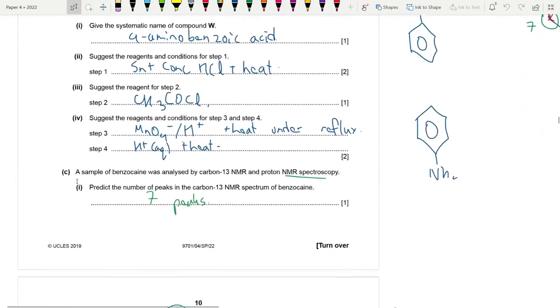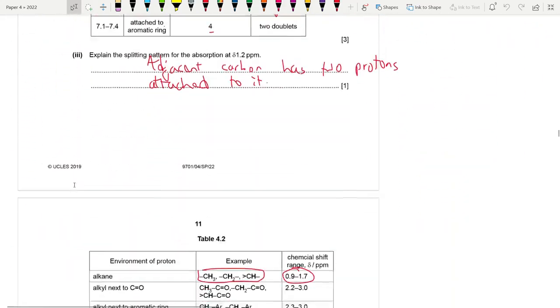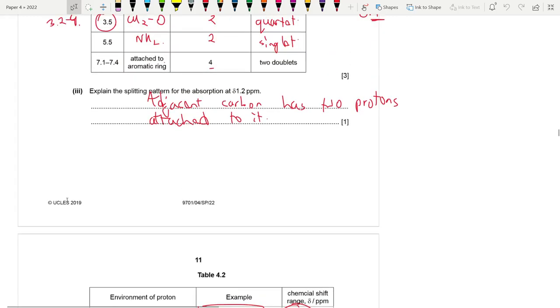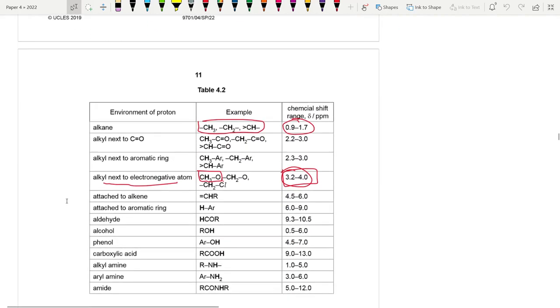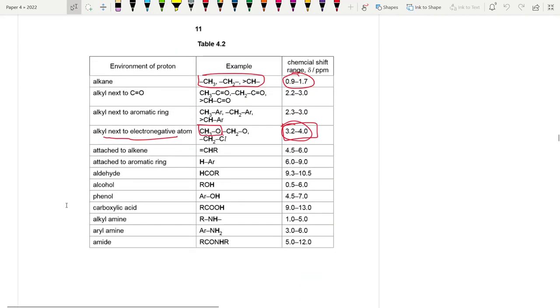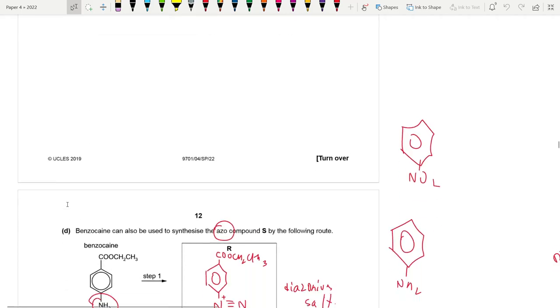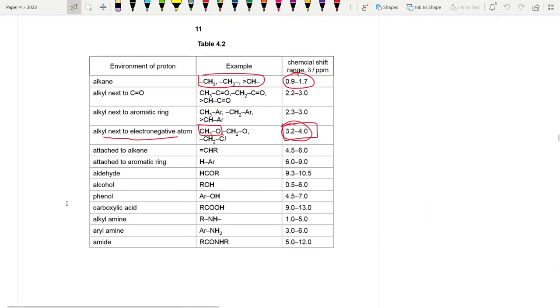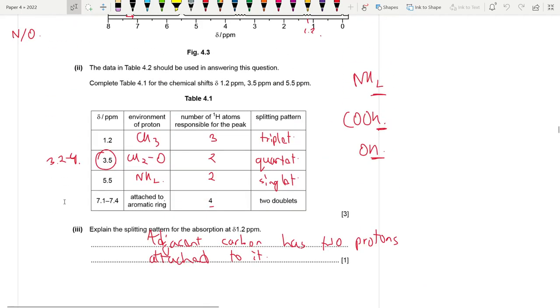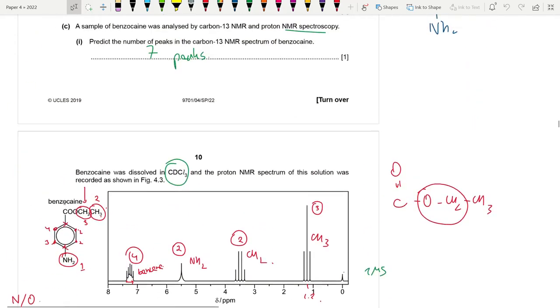So let's talk about this synthesis process over here. This is a really important question. And from 2020 onwards, you will no longer be given the data booklet. Okay, so any information you'll need will be attached to the question paper. The periodic table will be at the end.